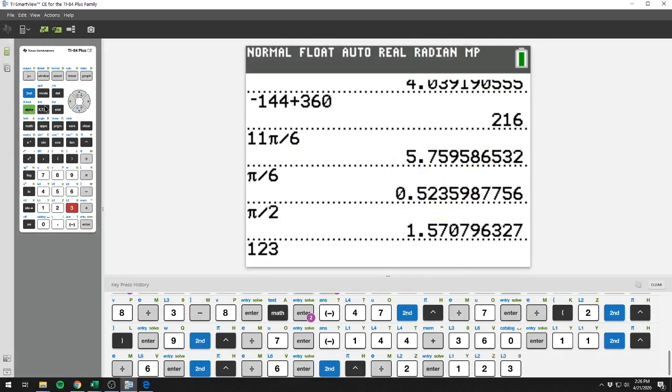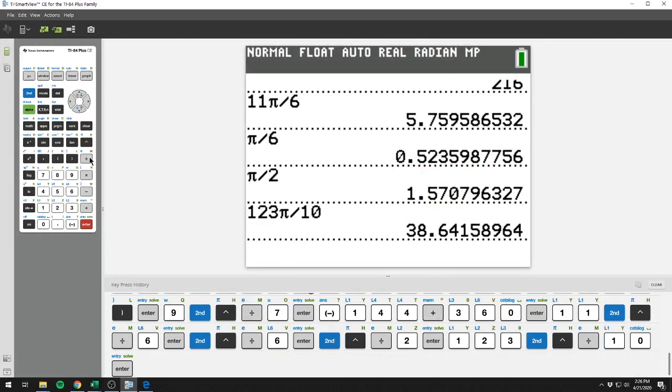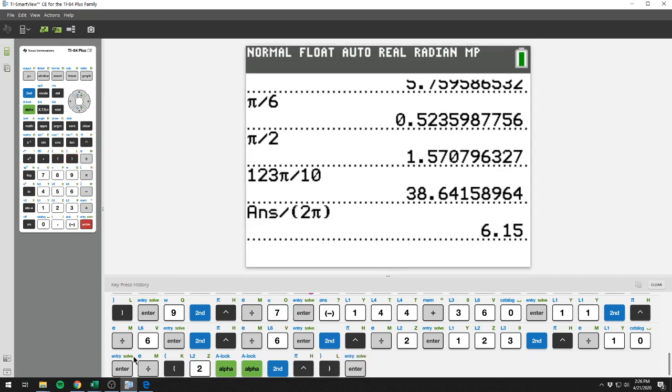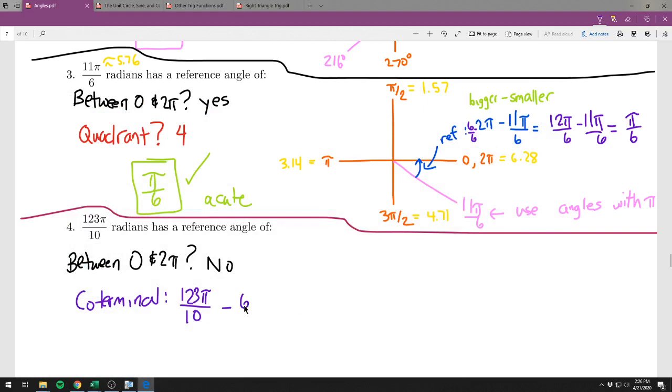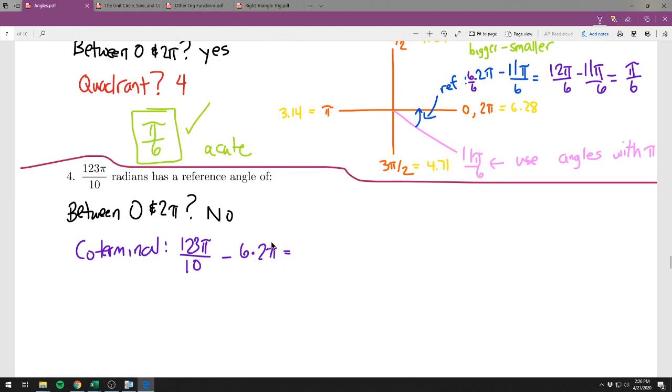Here we did 123 pi, the angle, and then divide that by 2 pi. And we get 6.15. We're going to subtract it off 6 times. All right, this is 12 pi. 123 pi over 10 minus 12 pi. And if we get our common denominator, multiply this by 10 over 10. This is 120 pi. So 123 pi minus 120 pi is 3 pi over our common denominator of 10. And so that is our coterminal angle. This is the one we use.